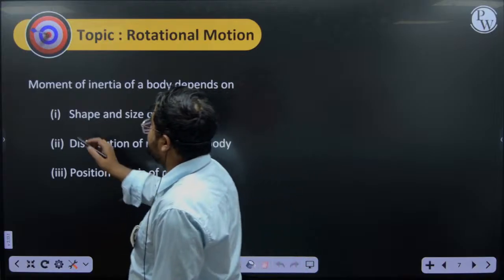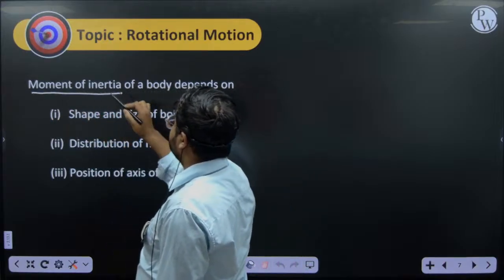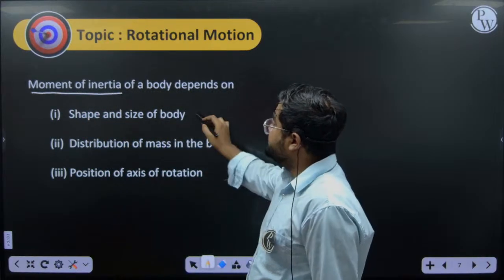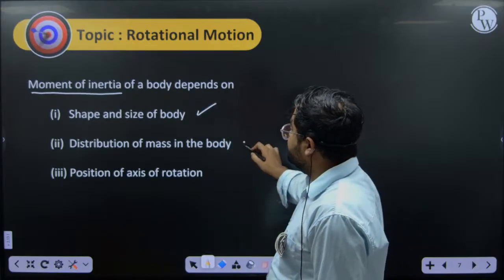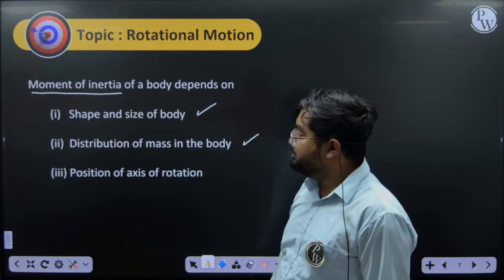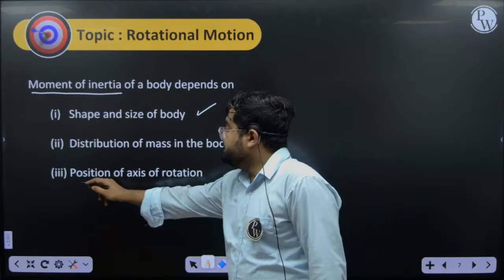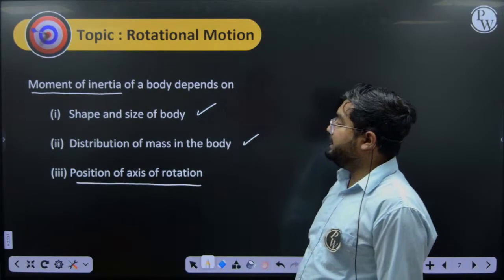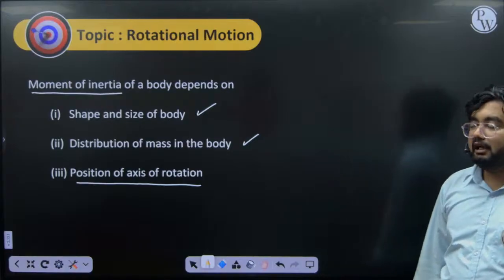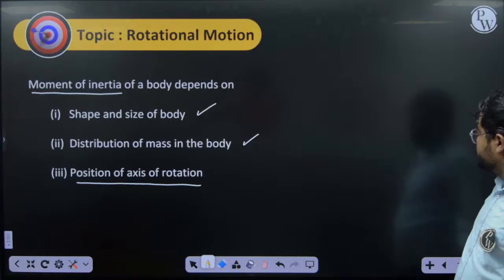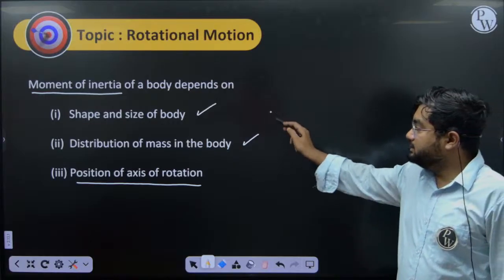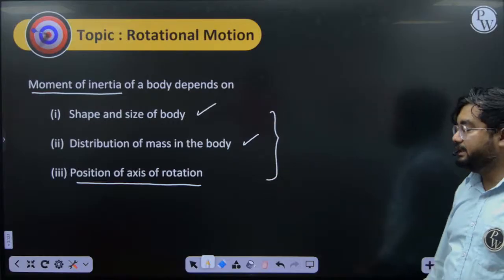What does moment of inertia depend on? It depends on the shape and size of the body, the mass distribution in the body, and it depends on the position of the axis of rotation, how the axis of rotation is located. This is asked many times in NEET.